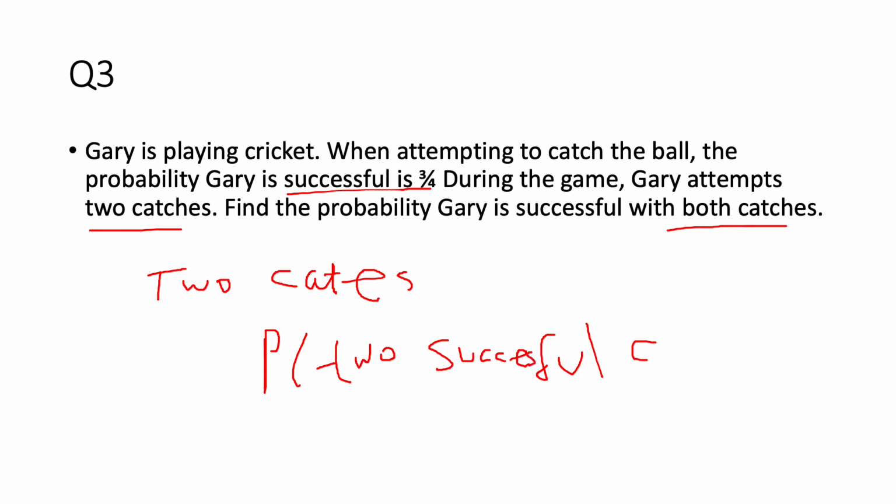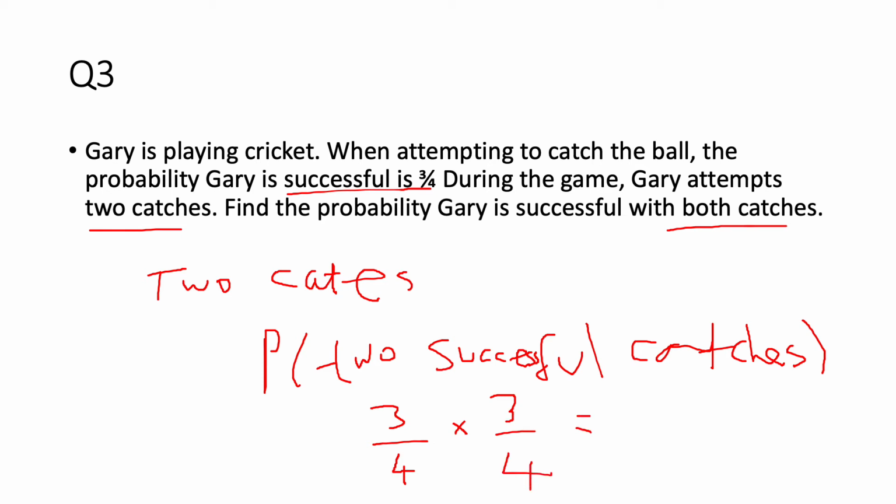I missed out the S there, sorry. 2 successful catches. Okay, it's going to be 3/4 times 3/4. These are what I call independent events. The first probability doesn't affect the second probability. So 3/4 times 3/4: 3 times 3 is 9, and 4 times 4 is 16.